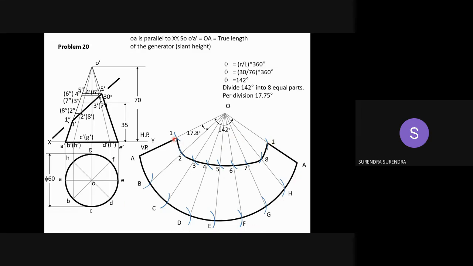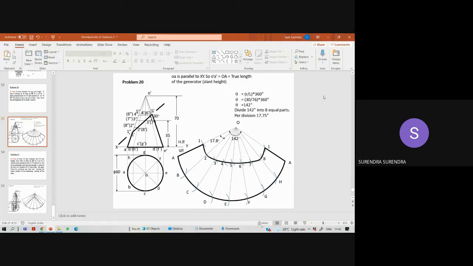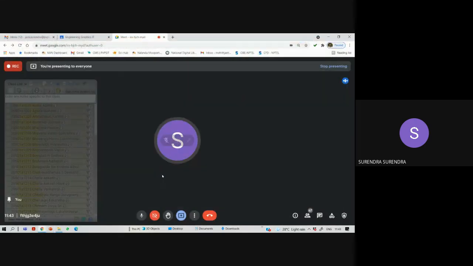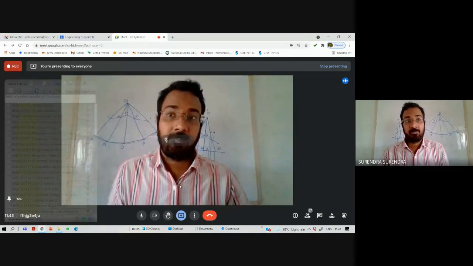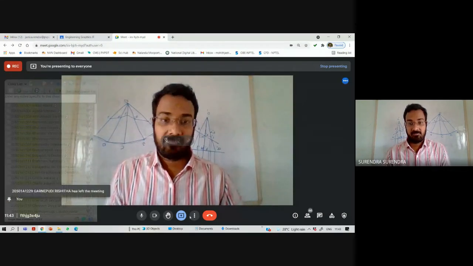Smooth freehand curve. Sorry, not the straight line. Join all of them with a smooth freehand curve and complete the development. So with this, we have completed the development of surfaces. Actually, instead of problem to problem variation, understand them as a single concept. If you understand them as a single concept, you will understand them easily.